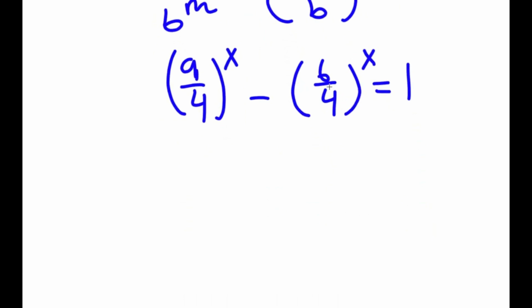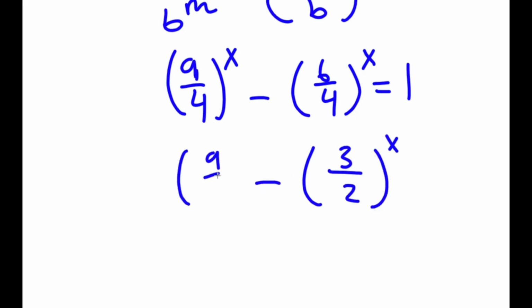Now, for 6 over 4, the greatest common factor of these two is... sorry, the greatest common factor is 2. 2 times 3 is 6, and 2 times 2 is 4. So 6 over 4 simplifies to 3 over 2. And we still have (9 over 4) to the power of x.